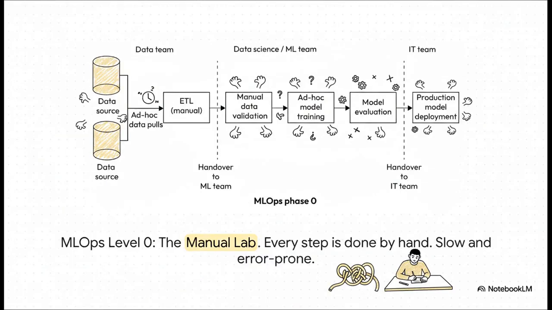And pretty much every team starts right here, at level 0. This is the manual lab. Every single step, pulling data, training the model, checking if it's any good, and deploying it, is done by hand. It's all ad hoc, kind of held together with duct tape and hope. Sure, it might get your first model out the door, but it's slow, super error-prone, and absolutely impossible to scale.